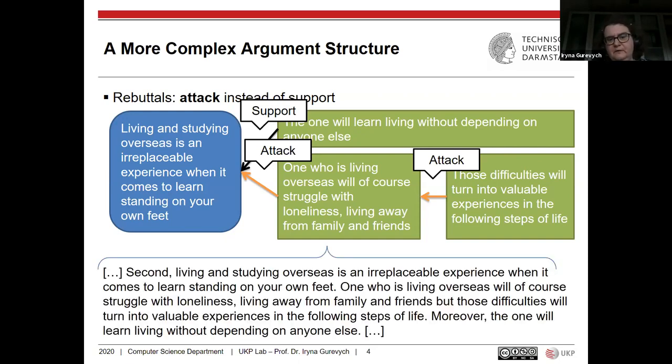So the main task of argument mining is to convert unstructured text into such kind of structures, which are either tree structures, like in this example, or can also form graph structures.